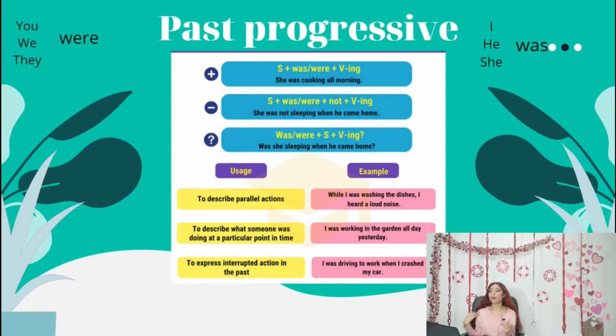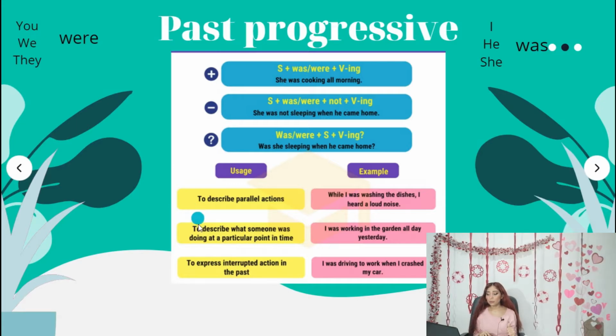So today, as always, we are going to start with a review about anything that we did in the last class, the last video. So we review about the past progressive, and remember that you needed to have this in your notebooks. The past progressive has different usages: to describe parallel actions, to describe what someone was doing at a particular point in time, and to express interrupted action in the past. We are going to review this later because today we're going to do some activities about this too.